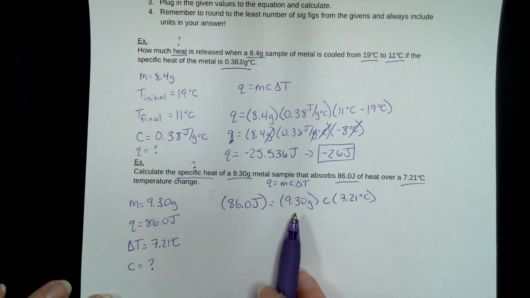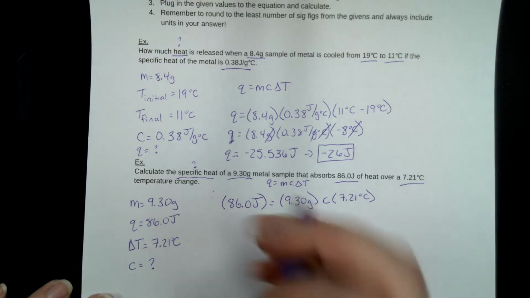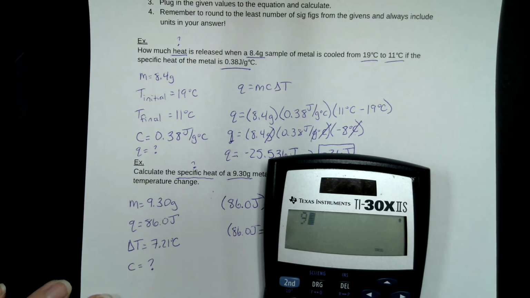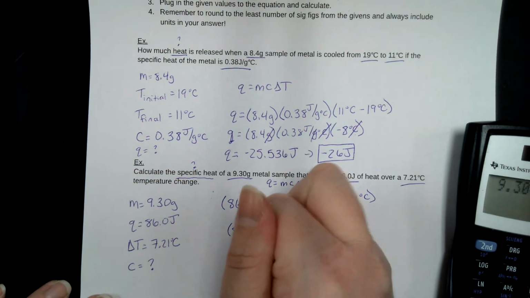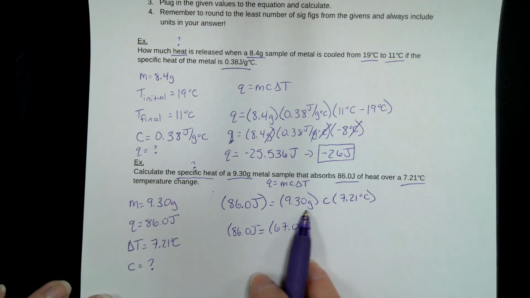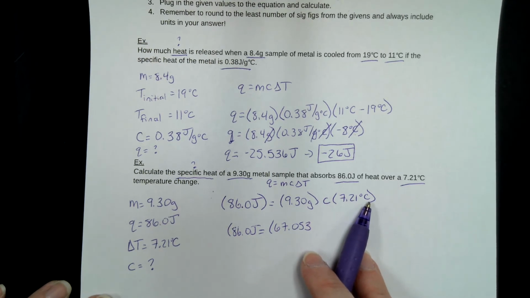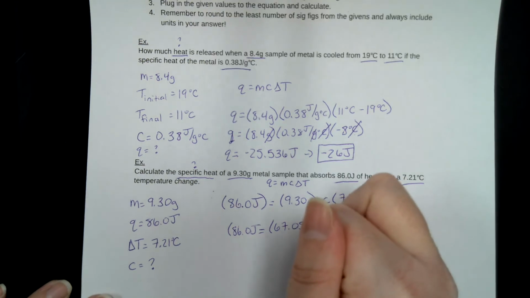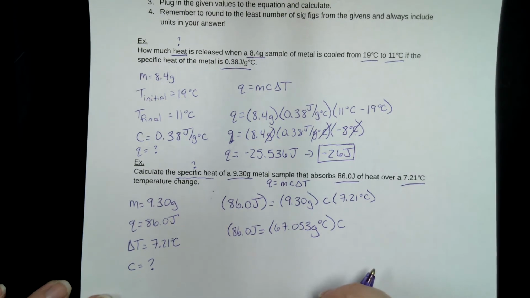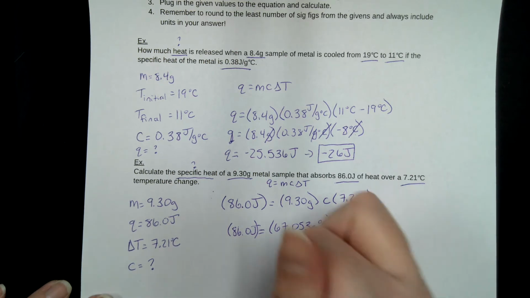So the first thing we're going to do is multiply 9.30 times 7.21. So 9.30 times 7.21, 67.053. Now, if I think about my units here, I multiplied grams and degrees Celsius, and nothing cancels out. So I end up keeping both of those units, grams, degrees Celsius. So now I'm going to divide both sides by this value here because I want to get C by himself. That's what I'm solving for.